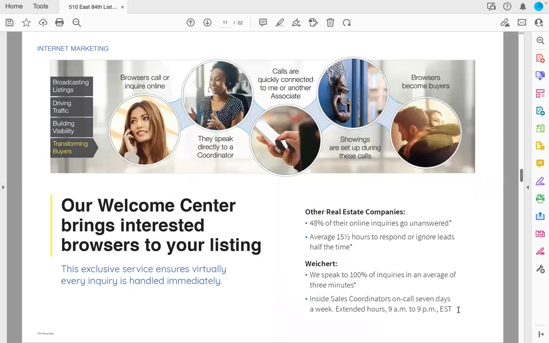We also have something called the Weichert Welcome Center. And again, this is something that's very common in New York. And I don't know if it happened to you when you were in Virginia looking for your home, but 48% of inquiries, especially online inquiries, go unanswered by other real estate brokers. I don't know if you ever had that experience. Did you ever have it where you're trying to find out about something and no one got back to you? It was terrible. It was terrible trying to find someone to just get on the phone with me.